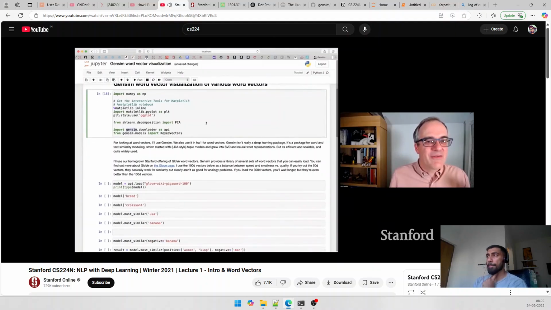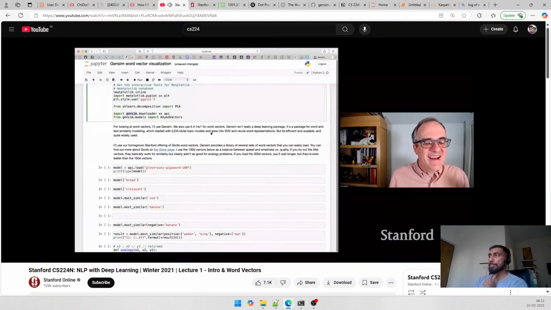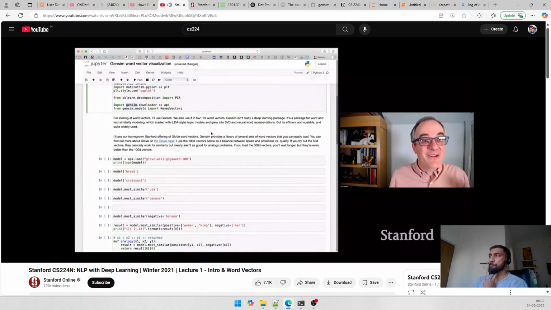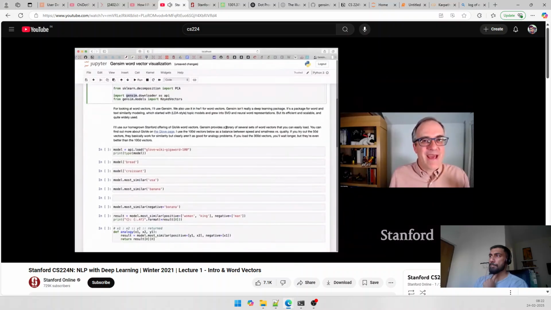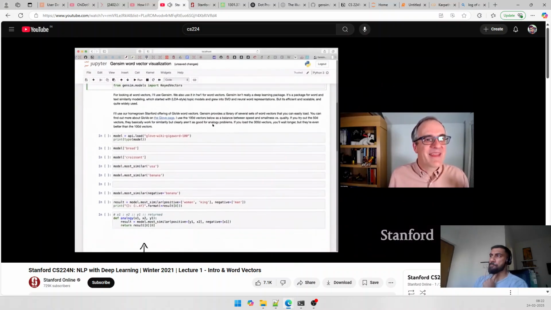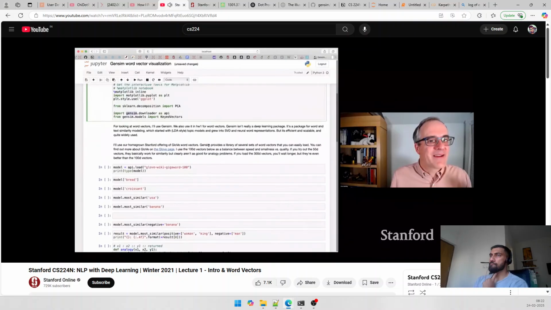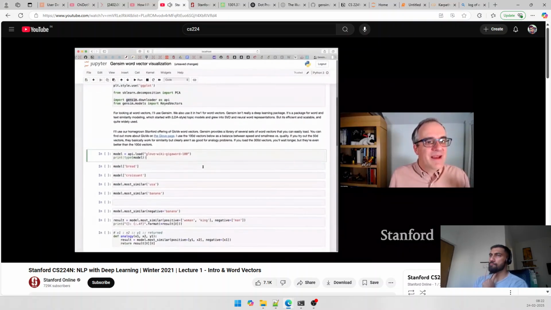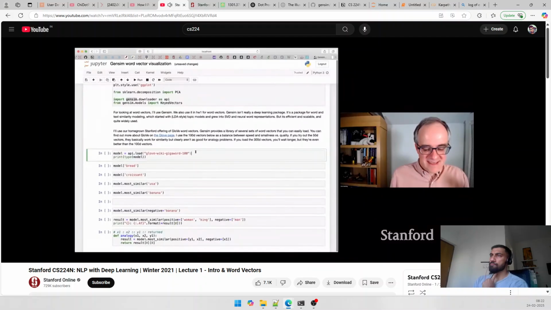It's a package that's often used for word vectors. It's not really used for deep learning, so this is the only time you'll see it in the class. But if you just want a good package for working with word vectors and some other application, it's a good one to know about. Okay, so then in my second cell here, I'm loading a particular set of word vectors.